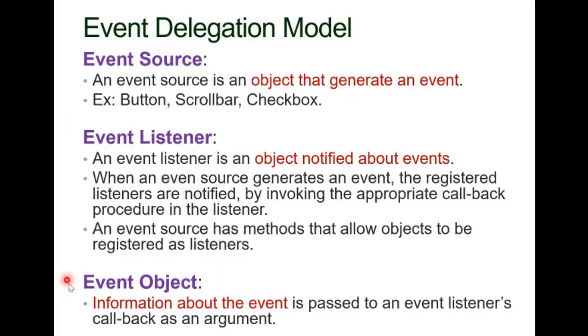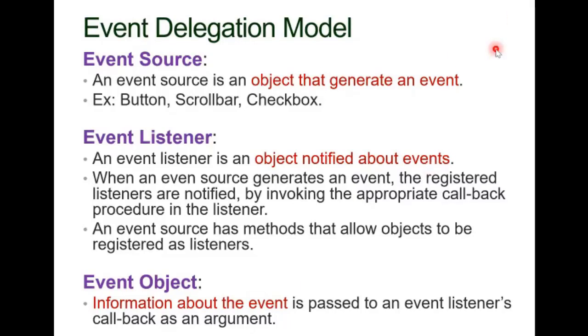Then comes the event object. Information about the event is passed to an event listener's callback as an argument. That means in the event object, there will be an object that calls a function, and this function will give you the output of the action.